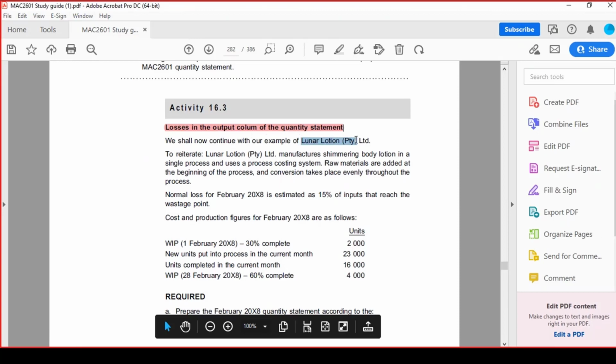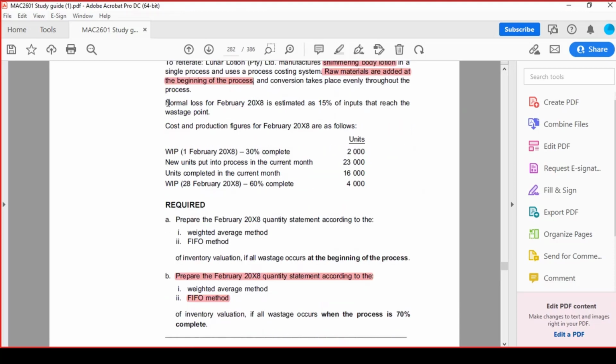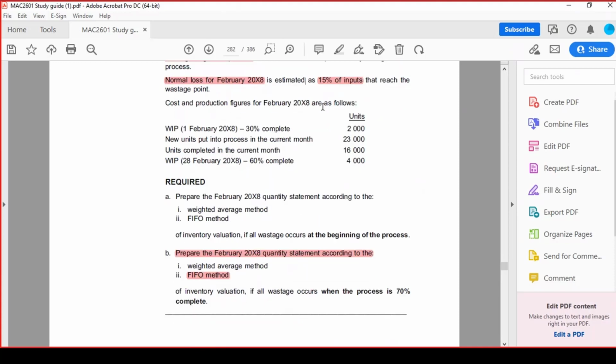In our example, it's Luna Lotion Pty Limited. Luna Lotion manufactures shimming body lotion in a single process and uses process costing. Raw materials are added at the beginning of the process, and conversion takes place evenly throughout the process. Normal loss for this year and this month is estimated as 15% of inputs that reach the wastage point. So this is the estimated size. They haven't told us the wastage point. Cost and production are as follows.